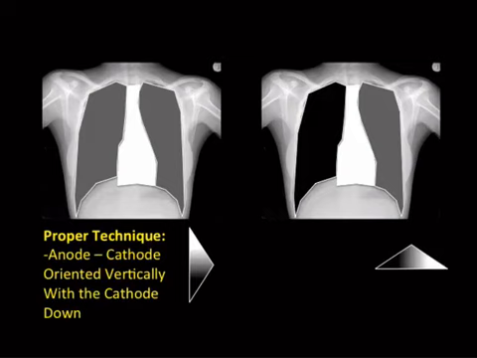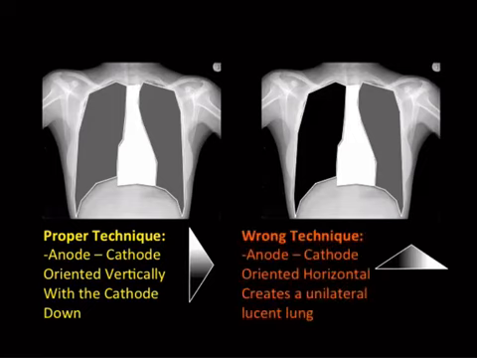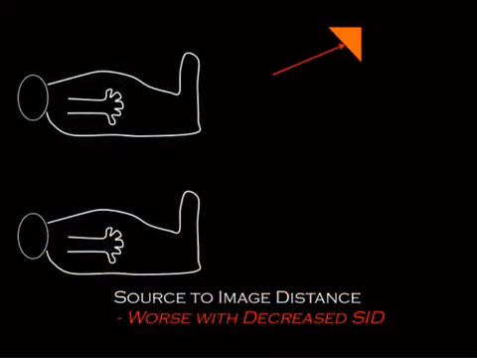This would be the wrong way to do it, where you have one lung that's burned out and the other lung that's less or normally penetrated. So a horizontally oriented fashion would be incorrect. So that's another application of the heel effect. So those are some ways to manipulate this.